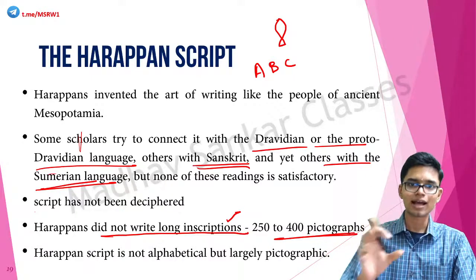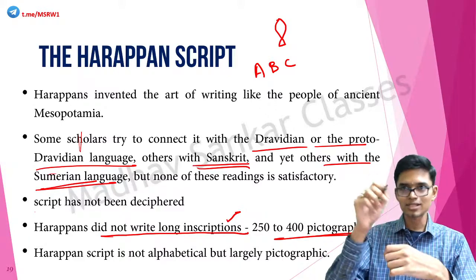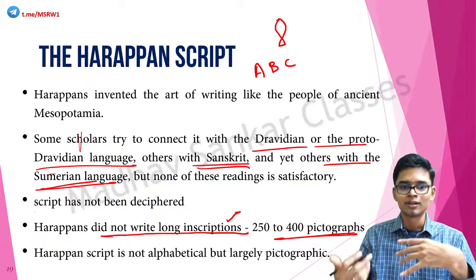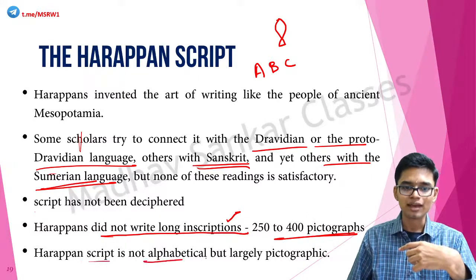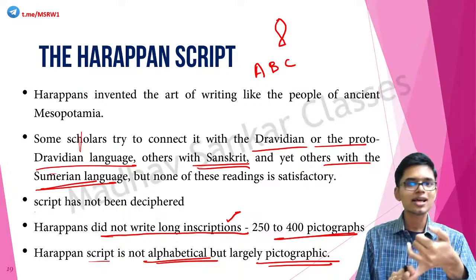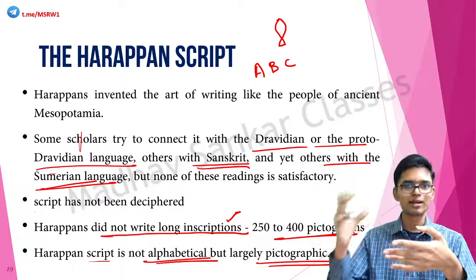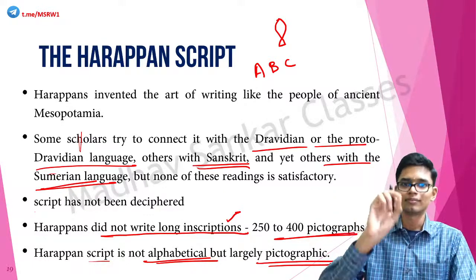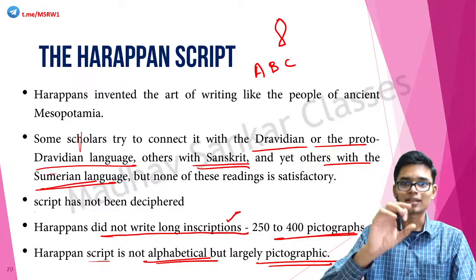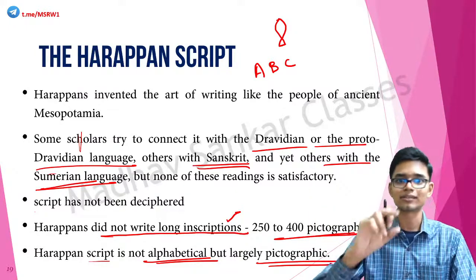Similarly, as far as the Harappan alphabet is concerned, it's not exactly an alphabet. It is actually a pictograph. Certain pictures are used for resembling some kind of meaning, which is unknown to us. So Harappan script is not alphabetical, but it is largely pictographic. English is an alphabetical language. Sanskrit, Hindi, Malayalam, Tamil, all these are alphabetical. We have alphabets resembling a sound. But in Harappan script, there is nothing called an alphabet that resembles a sound, but there are pictures that denote something. That is pictographic script.